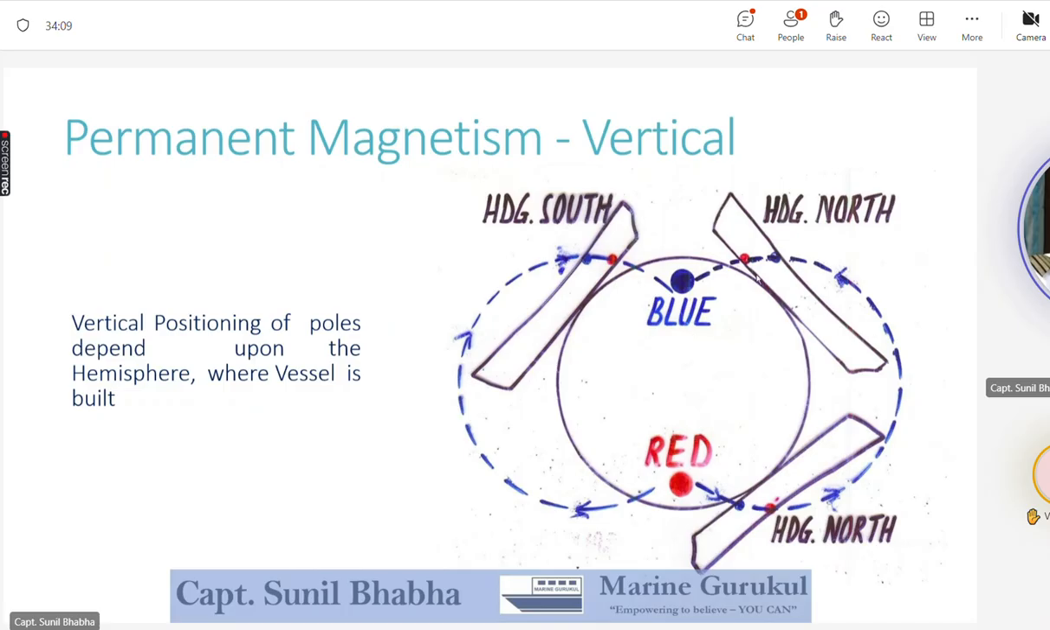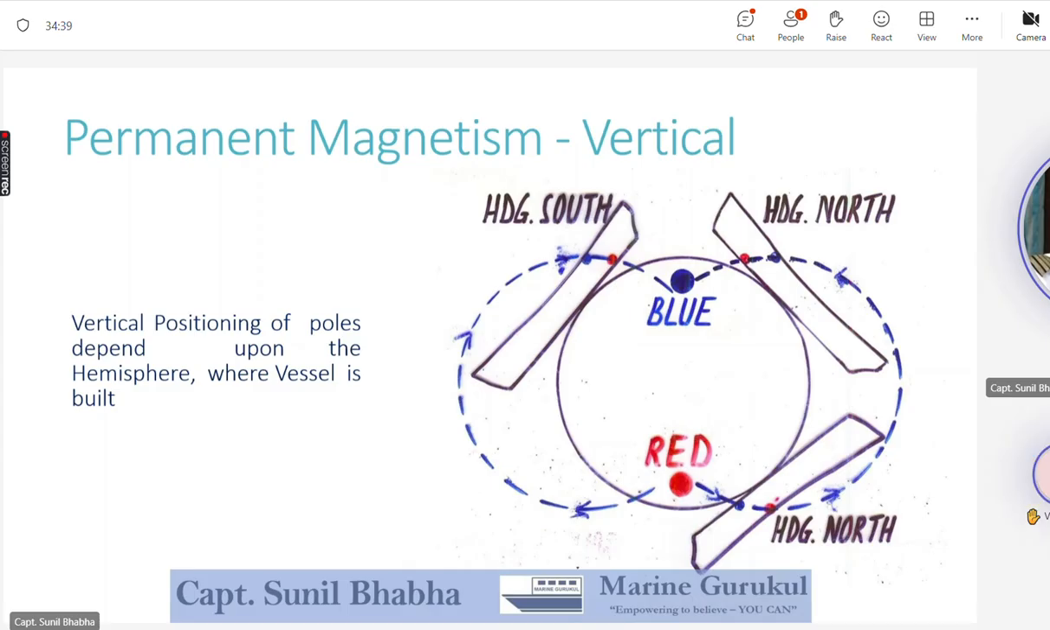So for example, if you look at a ship on the right side in the northern hemisphere, and we combine both, the blue pole is going to be on the deck of the ship close to the stern, slightly closer to the stern, and the red pole is going to be at the keel of the ship slightly closer to the bow. So that is the overall permanent magnetism of the ship. Is that making it clear?